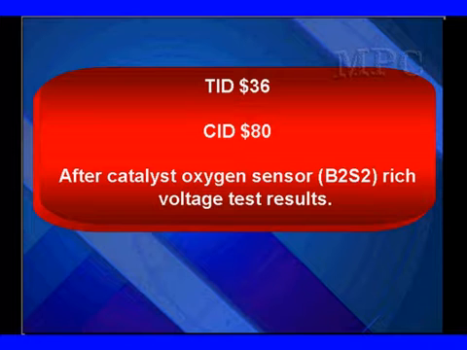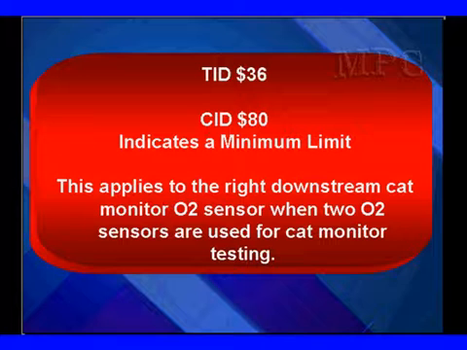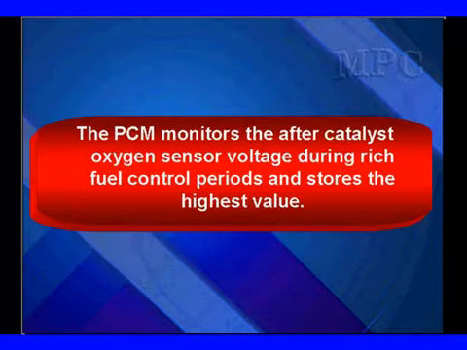Test ID 36, Component ID 80. After catalyst oxygen sensor B2S2, it's the rich voltage test results. Component ID 80 indicates we have a minimum limit. This applies to the right downstream cat monitor O2 sensor when two O2 sensors are used for catalyst monitor testing.